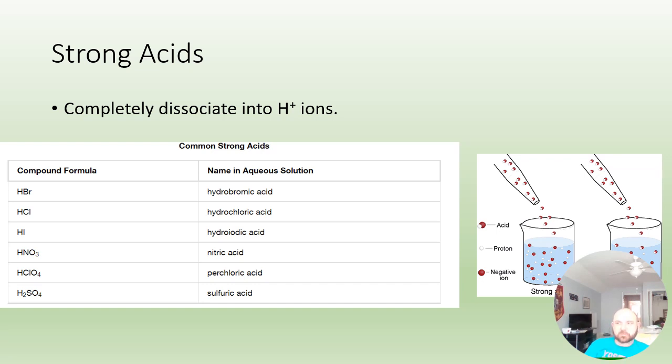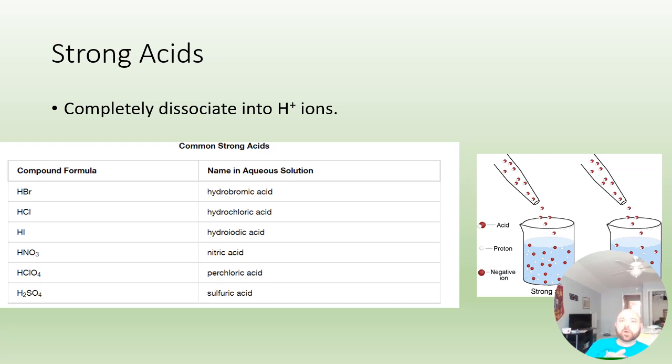They are HBr, hydrobromic acid, HCl, hydrochloric acid, HI, hydroiodic acid, HNO3, nitric acid, HClO4, perchloric acid, and H2SO4, sulfuric acid. All of these acids dissociate completely into their constituent ions. In the case of, for example, HBr, when you dissolve HBr in water, every last HBr molecule separates into H plus and Br minus.